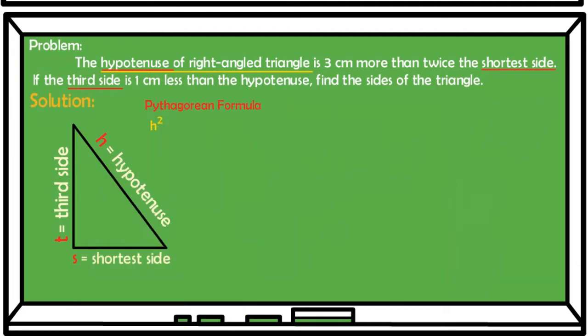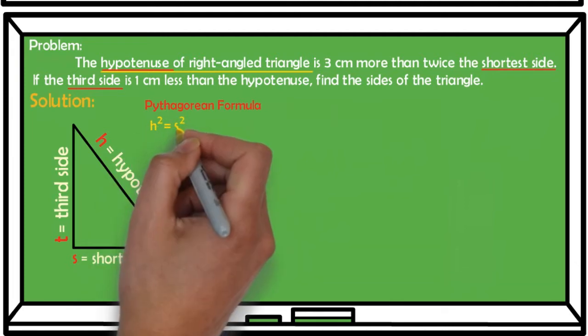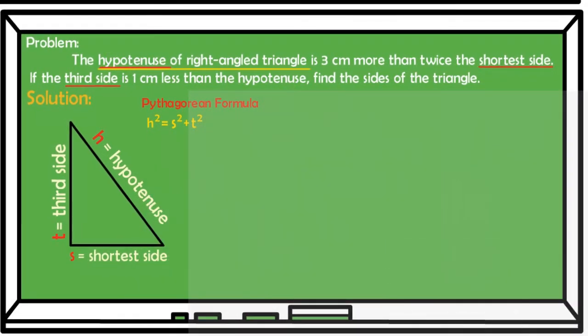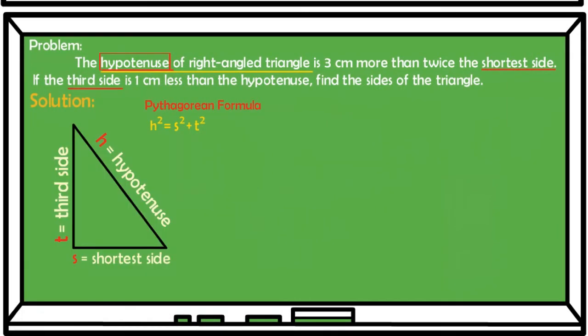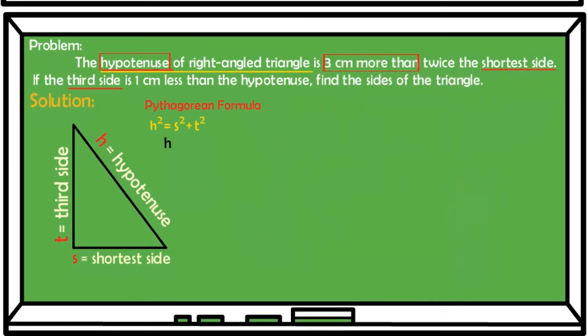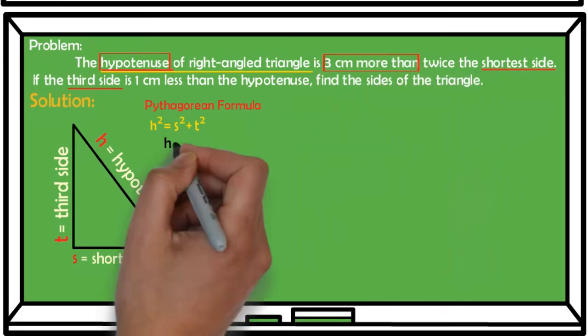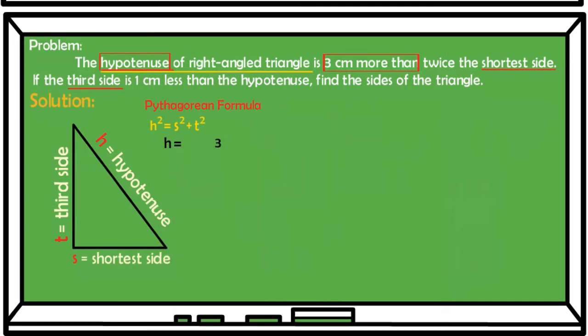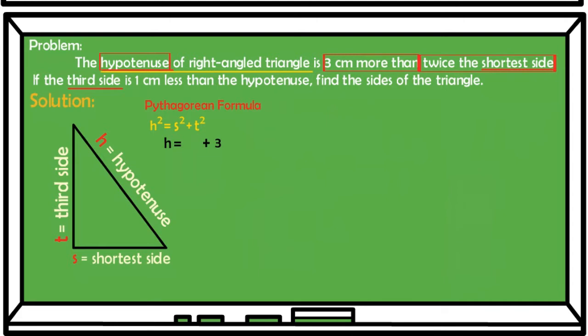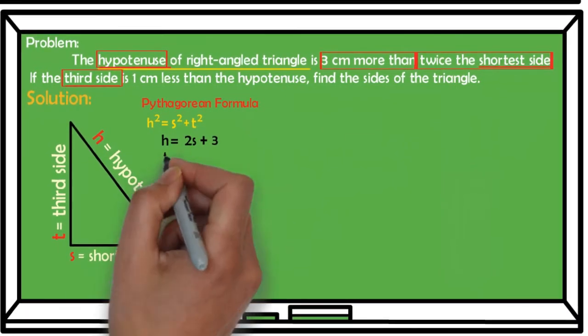Continue the process of the solution. We'll use the Pythagorean formula since we are talking about a right-angled triangle. And here's the equation using the Pythagorean formula. The hypotenuse now is 3 cm more than, so we'll just write down 3, then more than, that is addition, then twice the shortest side. So twice, so 2, then the shortest side is s. So that is now the hypotenuse.